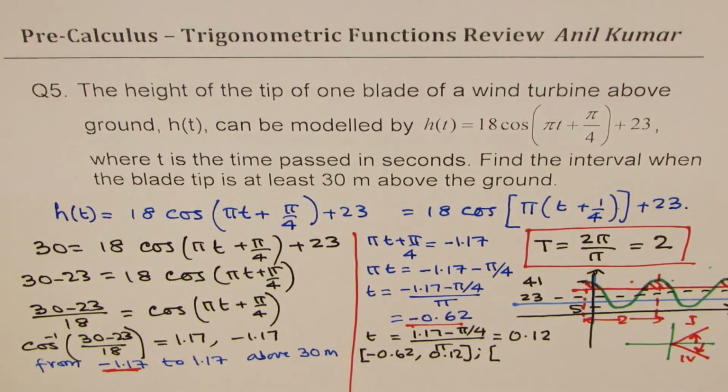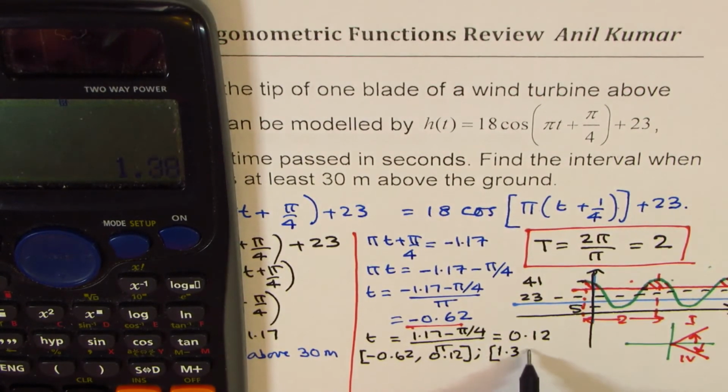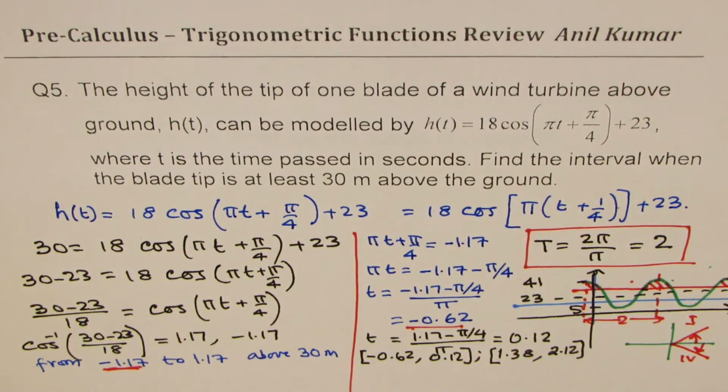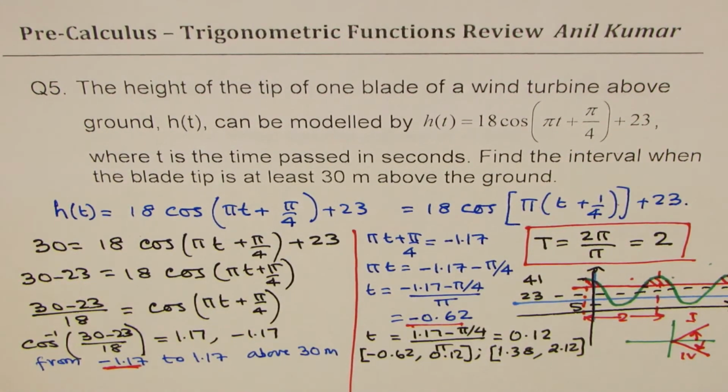So adding 2 means what? So we do 2 minus 0.62 equals 1.38. So we get 1.38 to 2.12. Do you see that? So all are in radians. So this portion here will be from 1.37 or 8, whatever. You can round it, right, to 2.12. So I've just approximated these values. So if you want the exact answer, you should go to 4 decimal places. Okay. So anyway, approximately 1.38 to 2.12 is this interval.